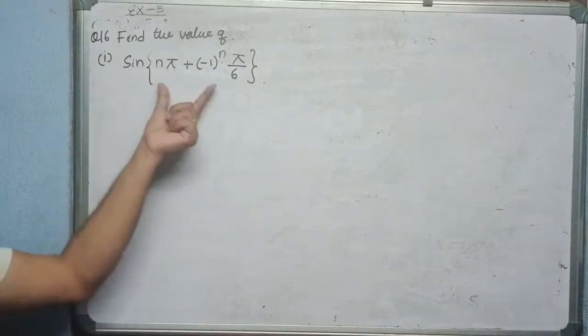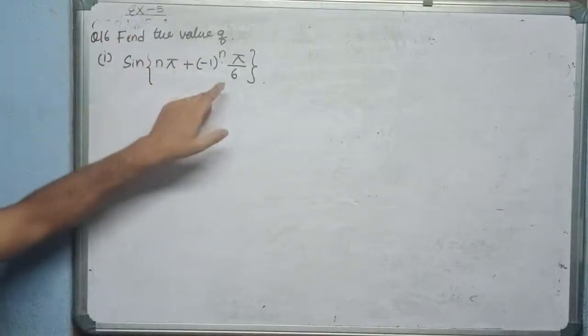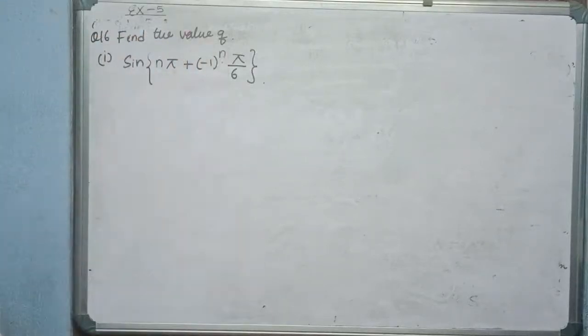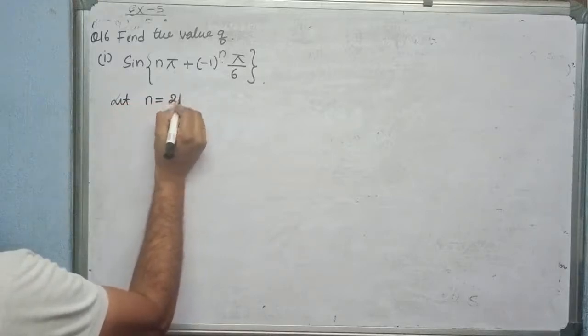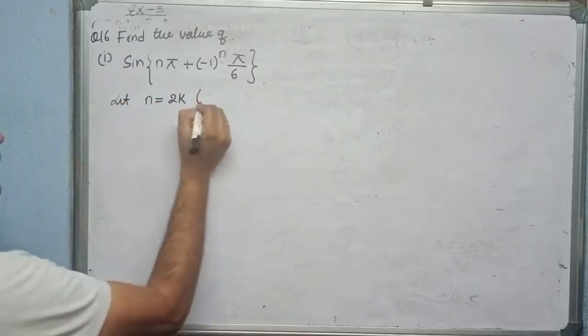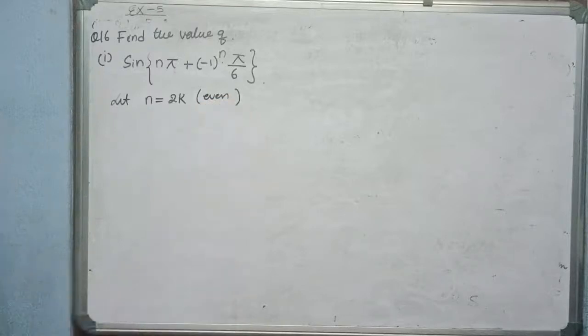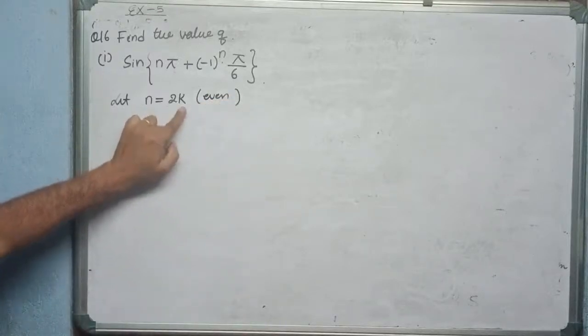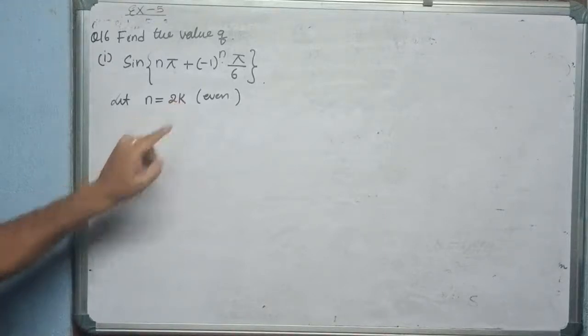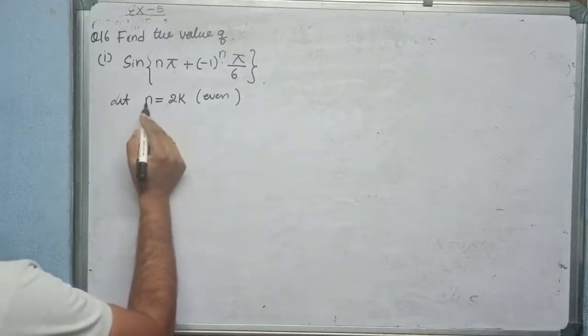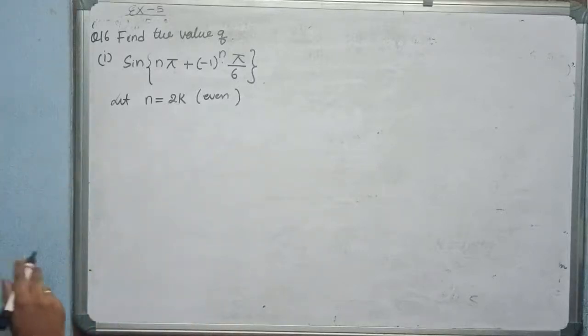But to find the value of this quantity, you have to consider n is even or n is odd. First of all, I'll consider let n equal 2k, any number. 2k means this is even for any value of k. Suppose if you consider k equals 1, 1 into 2 is 2, you get even. If you consider 2, 2 2s are 4, it is even. If you consider 3, 3 2s are 6, it is even. If you consider 5, 5 2s are 10, it is even. That means an unknown even number 2k is considered as an even number.